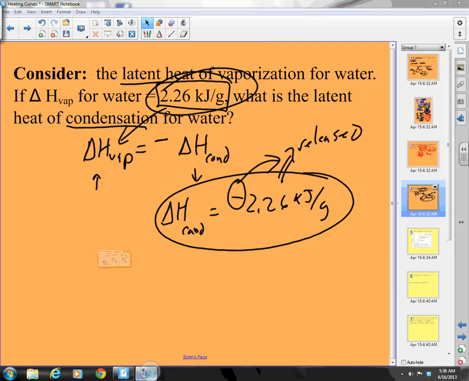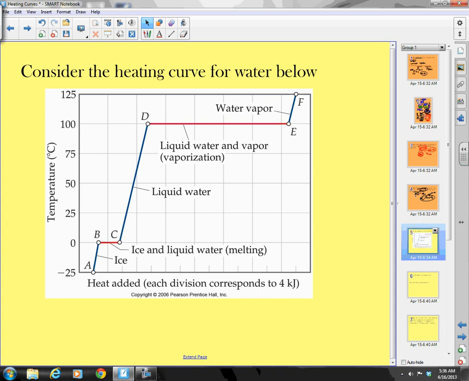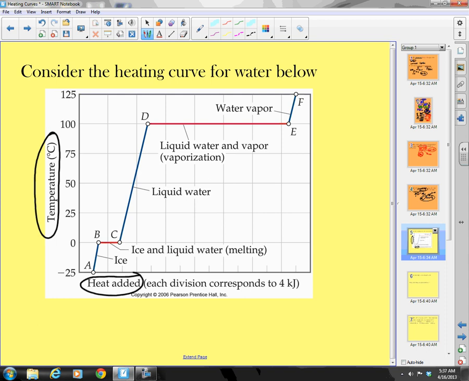Cool. All right, let us move on. Here we go. Let's put this all together. Let us consider this heating curve for water. Let's take a look at this for a second. What do we have going on here? Here I have temperature, and here I am adding heat. So as I go in this direction, I am adding heat.